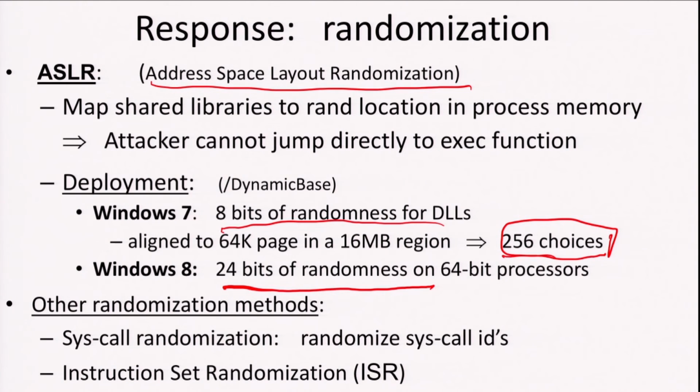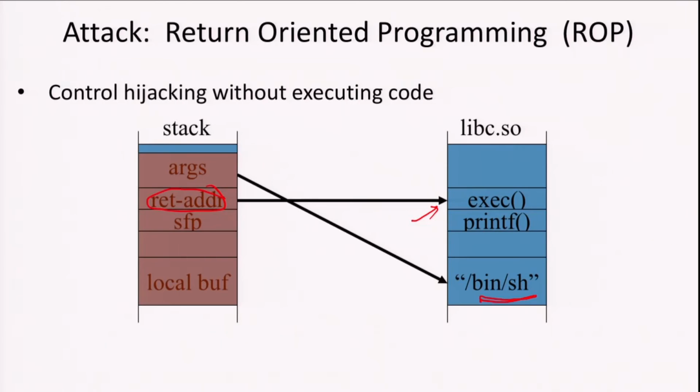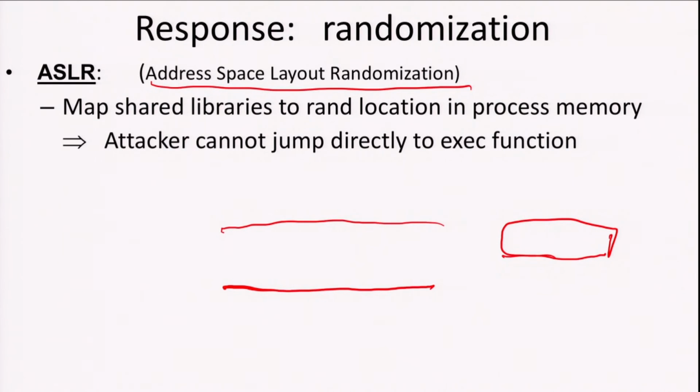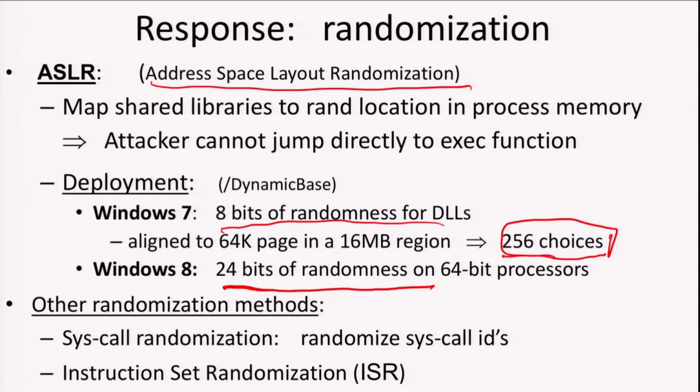You can also do syscall randomization. System calls have IDs. So in this previous example, normally what you would see is that in the return address, instead of writing exec, you will actually name the syscall number. If you do syscall randomization, then the attacker cannot imagine what the syscall number for exec would be for this particular instance.